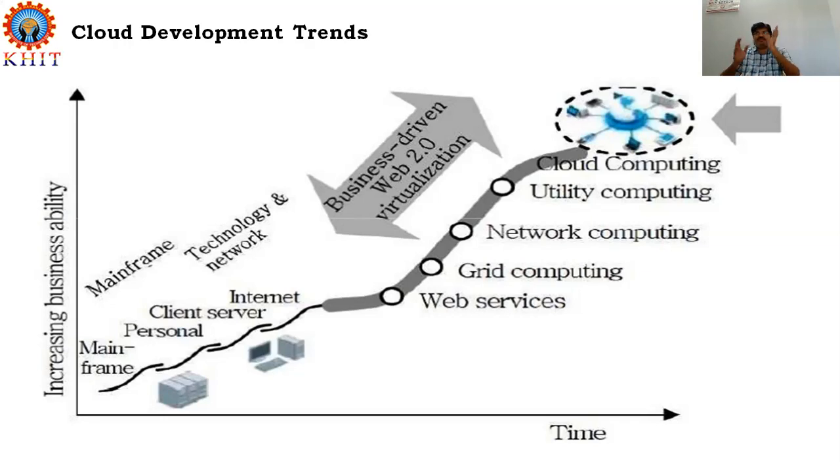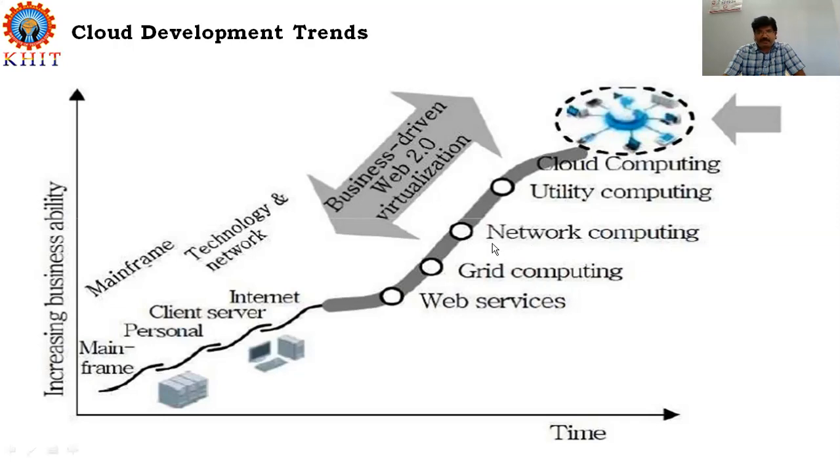fail. Why? Because if one node fails, the traffic or the processing on that computer is automatically moved to, or assigned to, another computer located in the network. So network computing also came into the picture and it was well successful in the market.